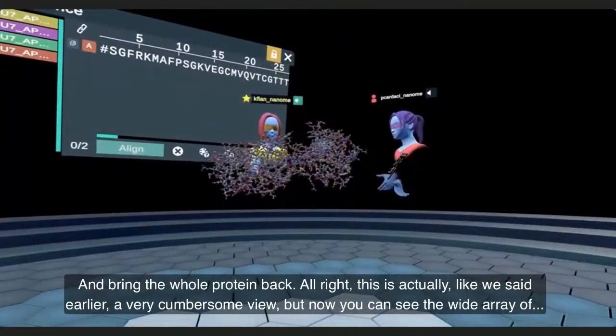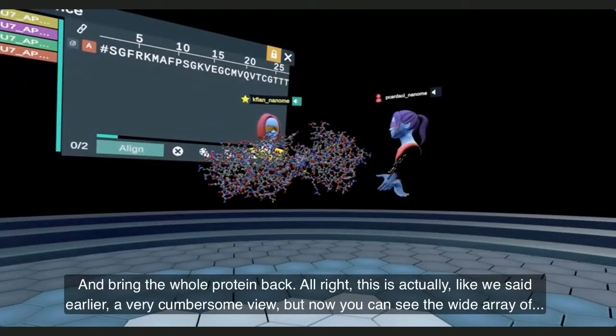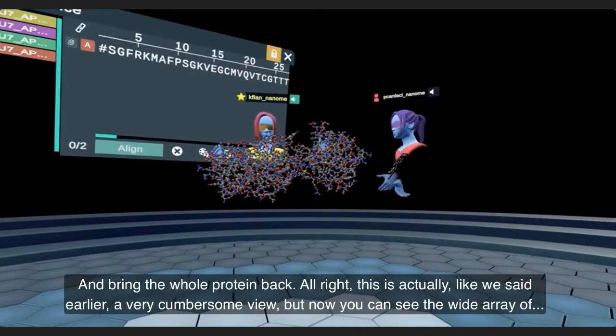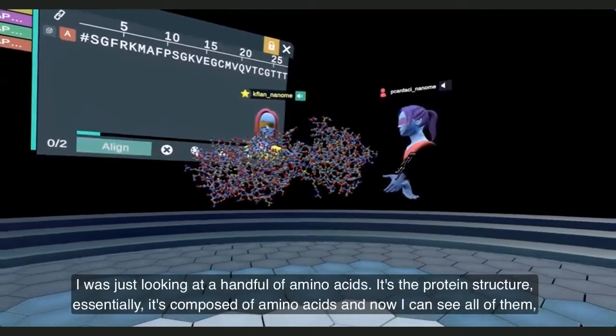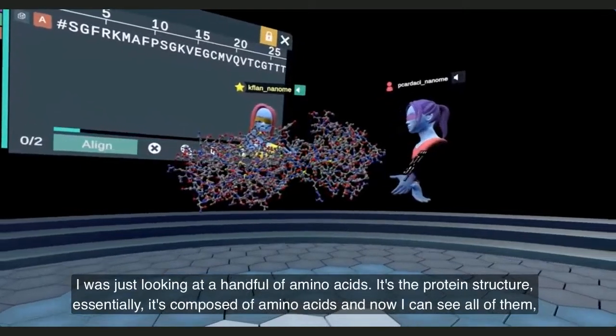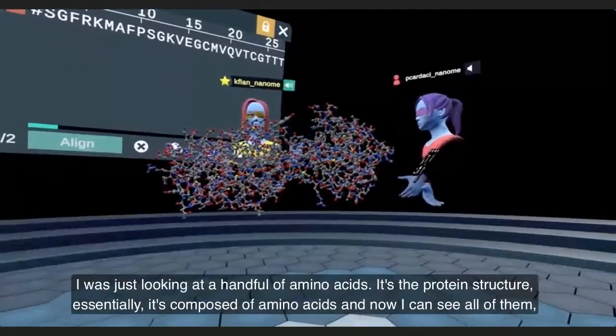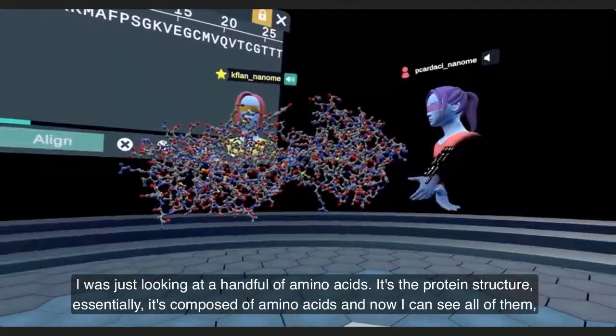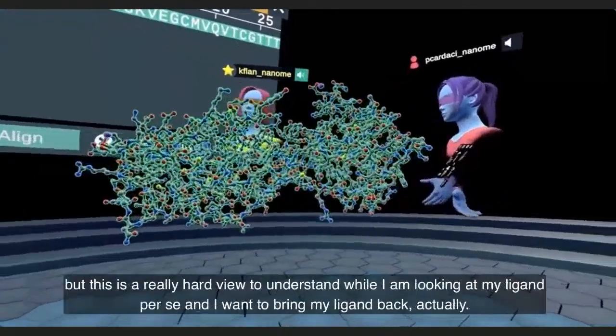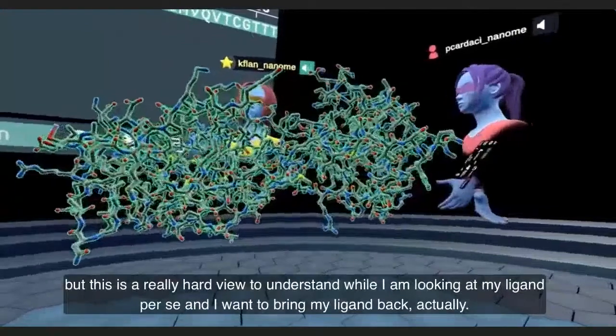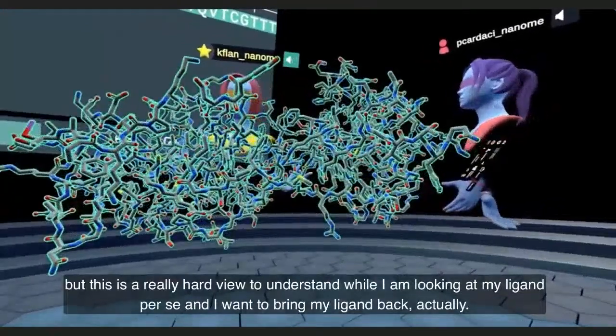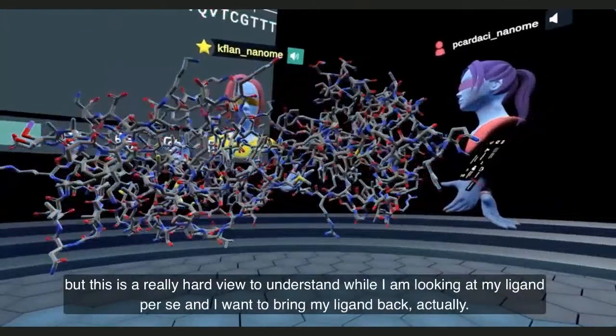All right. This is actually, like we said earlier, a very cumbersome view, but now you can see the wide array of amino acids; I was just looking at a handful. That's the protein structure, essentially. It's composed of amino acids. And now I can see all of them. But this is a really hard view to understand while I am looking at my ligand, per se.